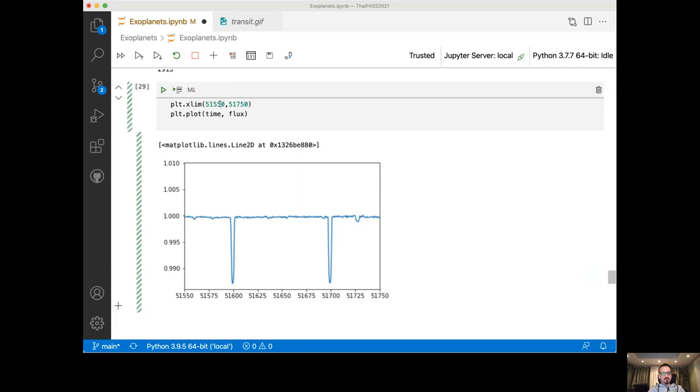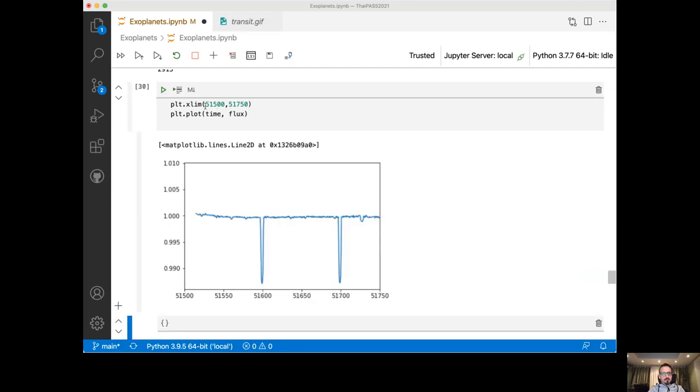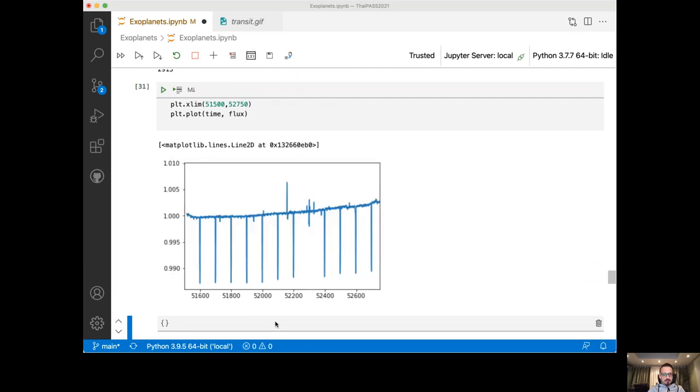Let's zoom out again a little bit. Zoom out more. Let's go up to here. Okay, now I have everything again. So now I want to focus on the second planet. So let's go up to 52,000, let's say.